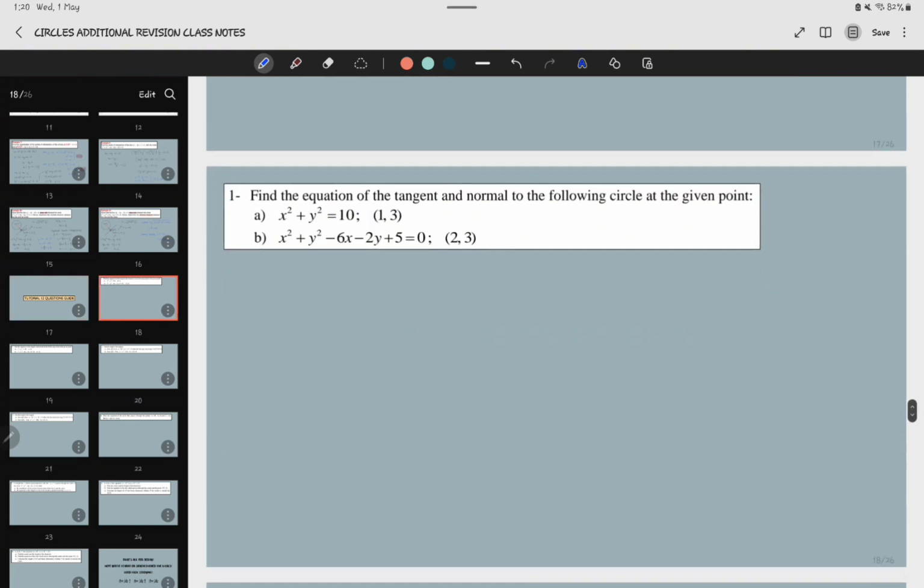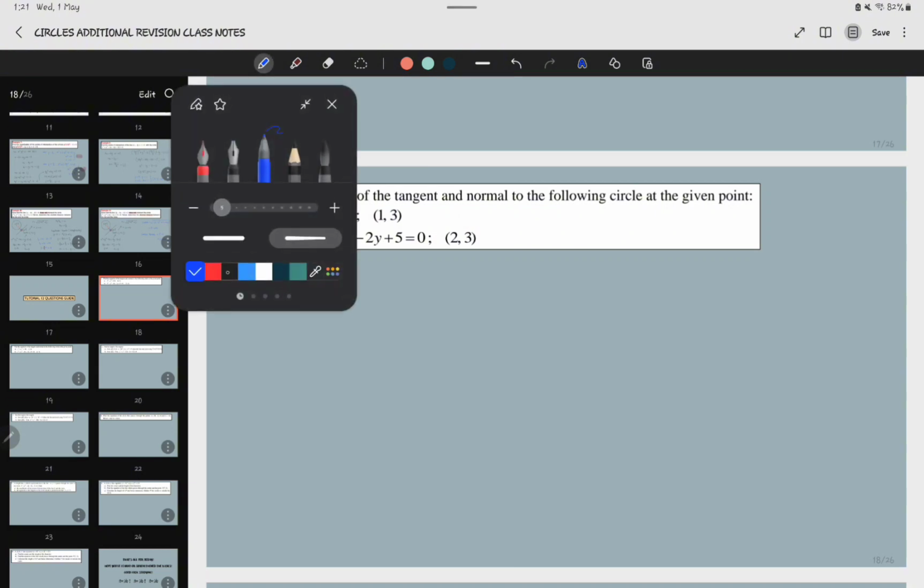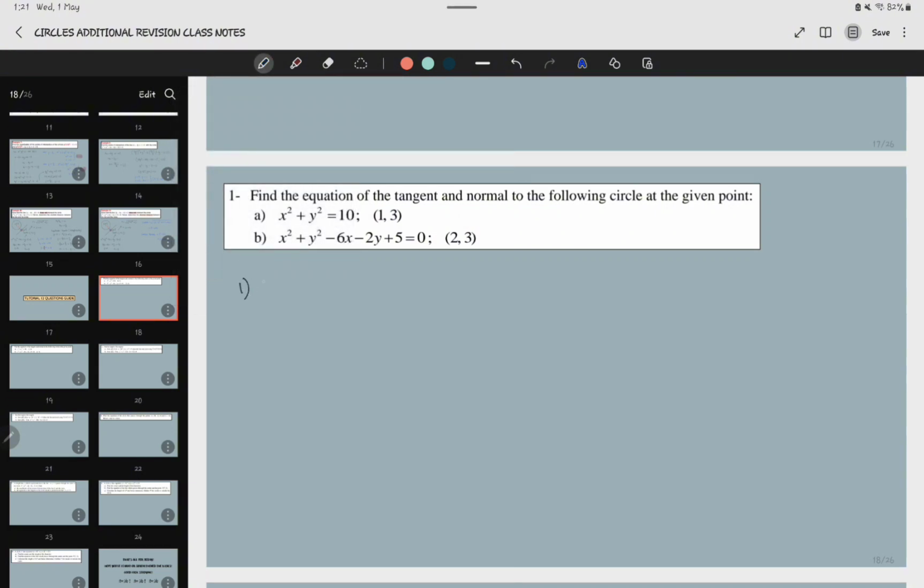Okay, so this one, the first question. Find the equation of the tangent and normal to the following circle at the given point. Before this, we learn what? We learn how to form the equation when they give the center and your radius. Now they give you an equation of a circle. They ask you to find the equation of the tangent and the normal to the circle at a given point. Therefore, question 1A. Okay, easy.